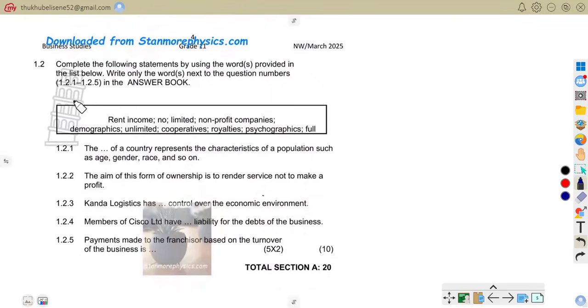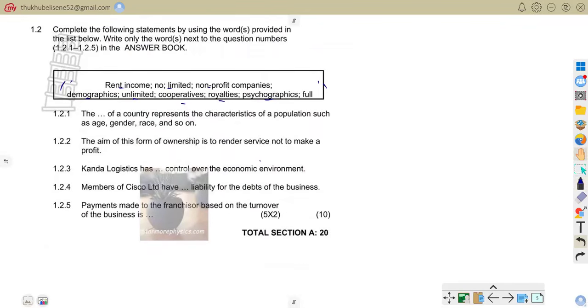So this is the list that we are given. We are to write the word next to the question number. So we have rent income, limited, non-profit companies, demographics, unlimited, cooperatives, royalties, psychographics, and also full. So now let us attend to the questions.